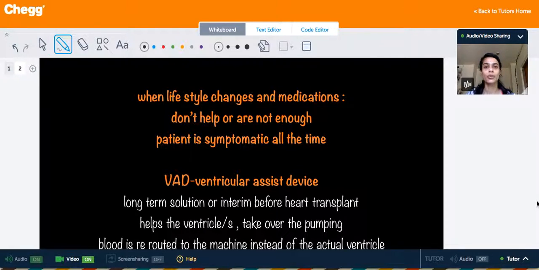This is one of the devices that we can use either as a bridge to heart transplant for people who are waiting to get a heart transplant, or, in some people who cannot have a heart transplant, as a long-term solution for heart failure that is not responding to lifestyle changes or medications.